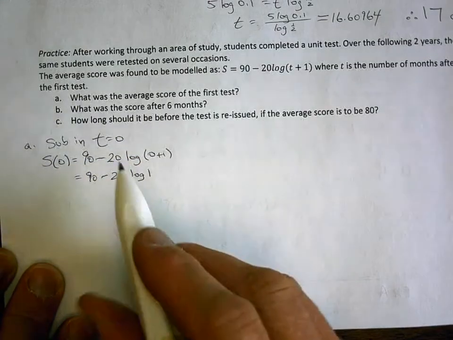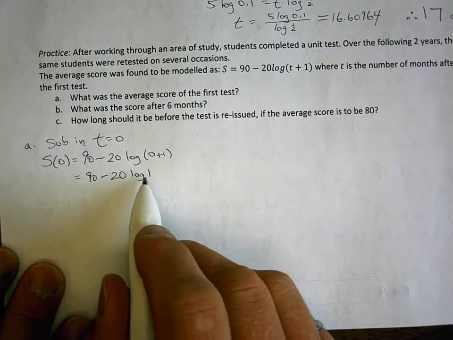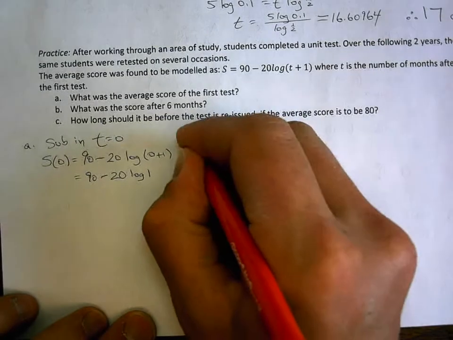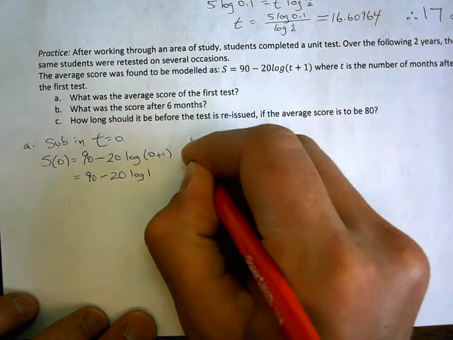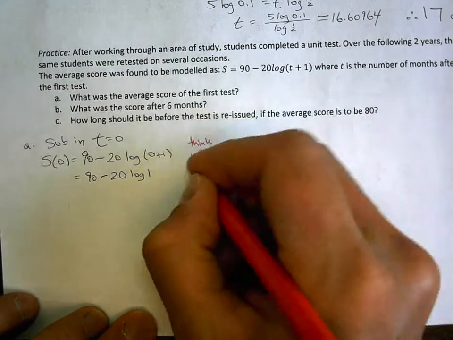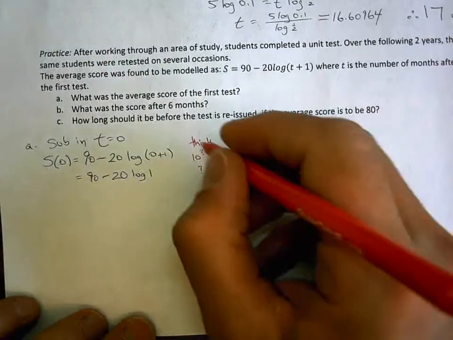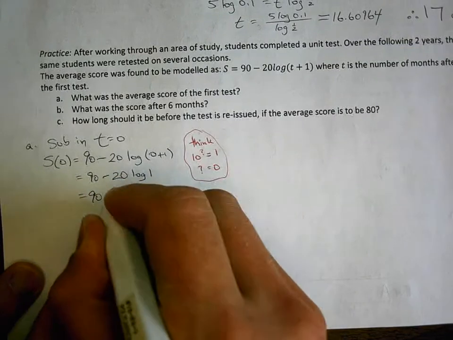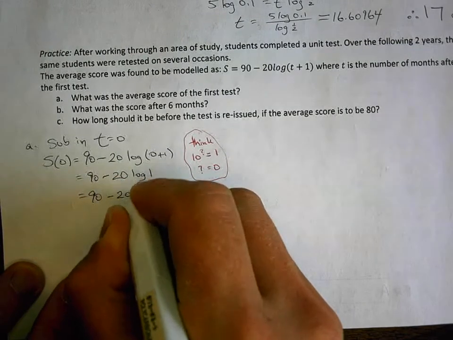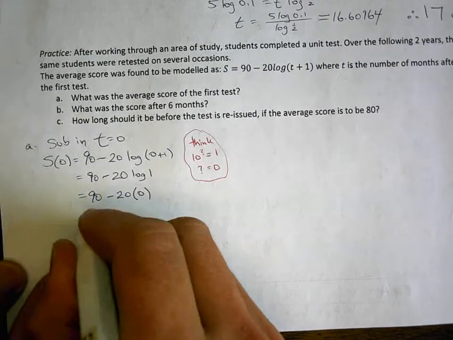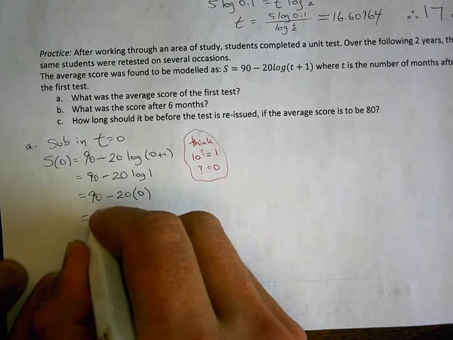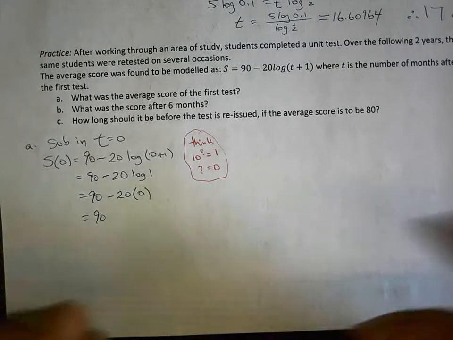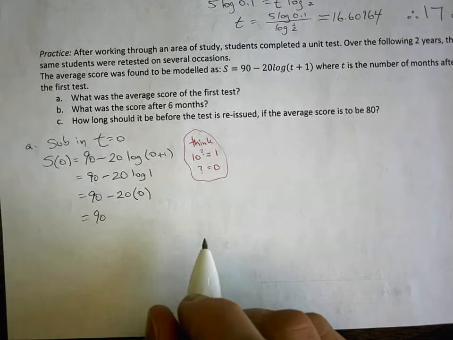Log 1. You could shout it from the rooftops. What's log 1? Well, think about it. You could type it in your calculator too. You don't have to think that hard. But 10 to the power of what gives me 1? Well, it has to be 0, right? That's one of those special cases. You might see it, you might not. You can always use your calculator if you have access to it. So 20 times 0 is 0, so your average score is going to be 90. That's if you look at the first time they're tested.